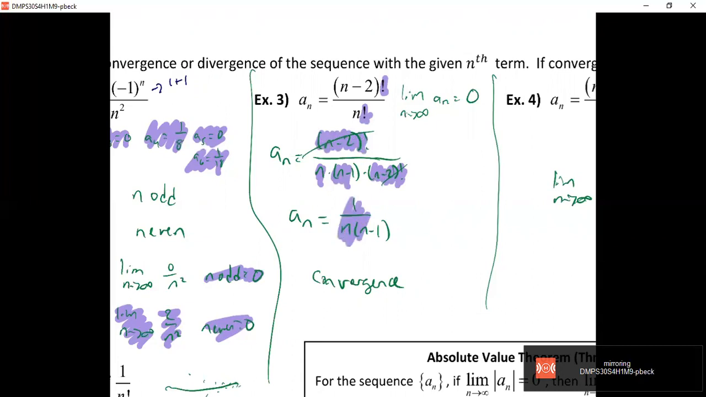So we have the limit right here. Now, the limit as n approaches infinity of a sub n is 0, because the limit exists, we have a converging sequence.